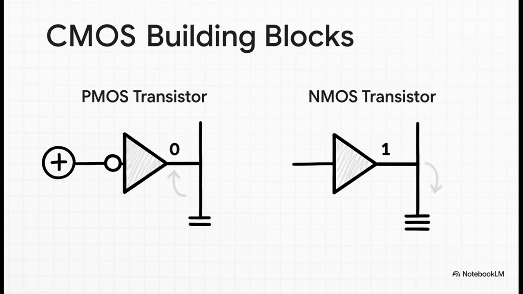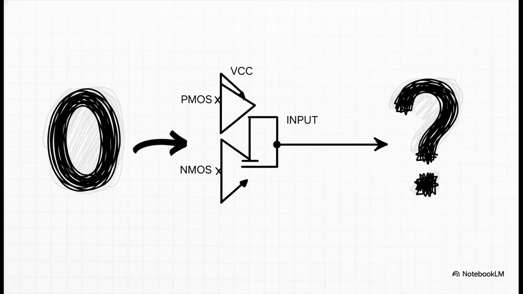It connects our output to the power source, and here's the key. It turns on when its input is 0. Its partner in crime is the NMOS transistor, our pull-down switch. It does the exact opposite. It connects our output to ground, and it turns on when its input is 1. Okay, let's get our hands dirty.